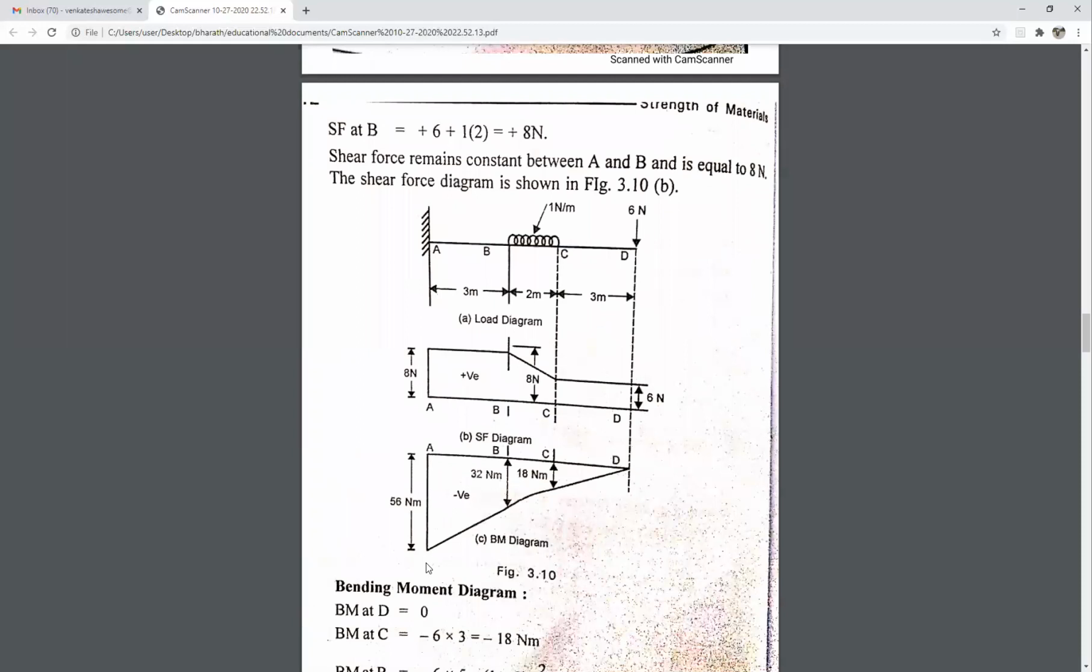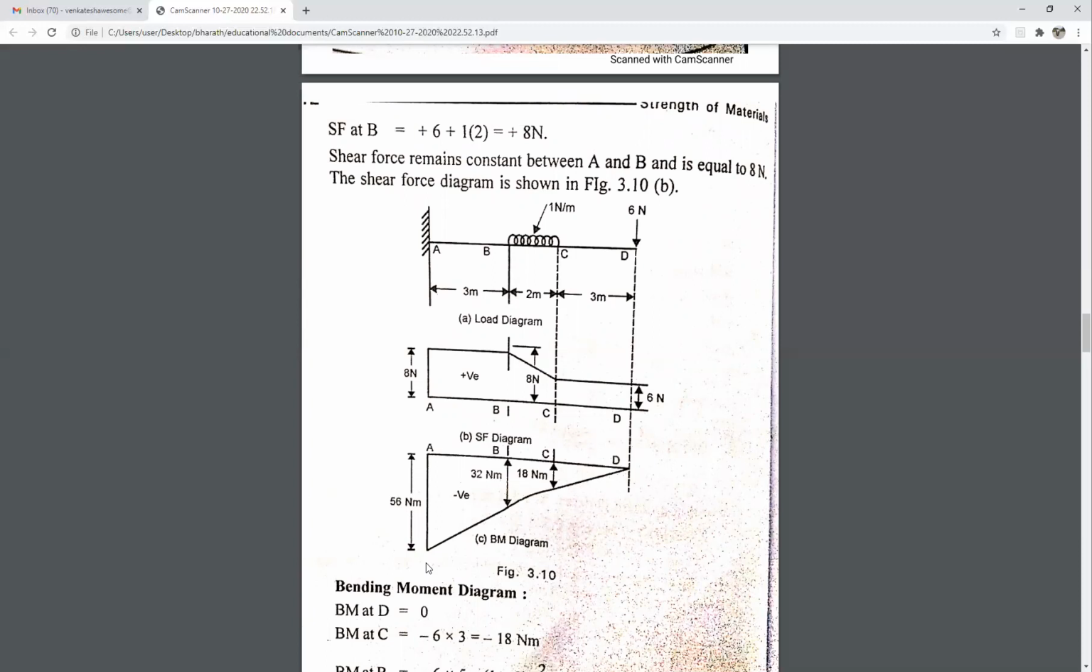Here I'm just revising how the SFD will come, how the SFD and BMD curves or diagrams will look like. This is the basic understanding before going to problems.